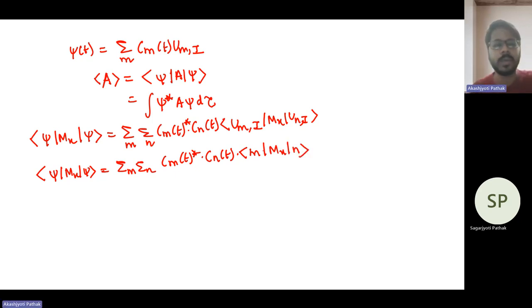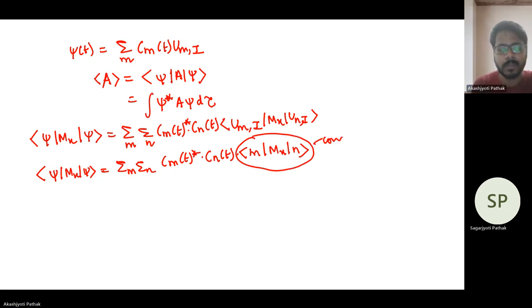So what are these? These are constants, and any variation of mx results essentially from the changes in the coefficients. So these are the coefficients, and these are the constants. Any change or variation in mx that we see will be due to the changes in the coefficients.